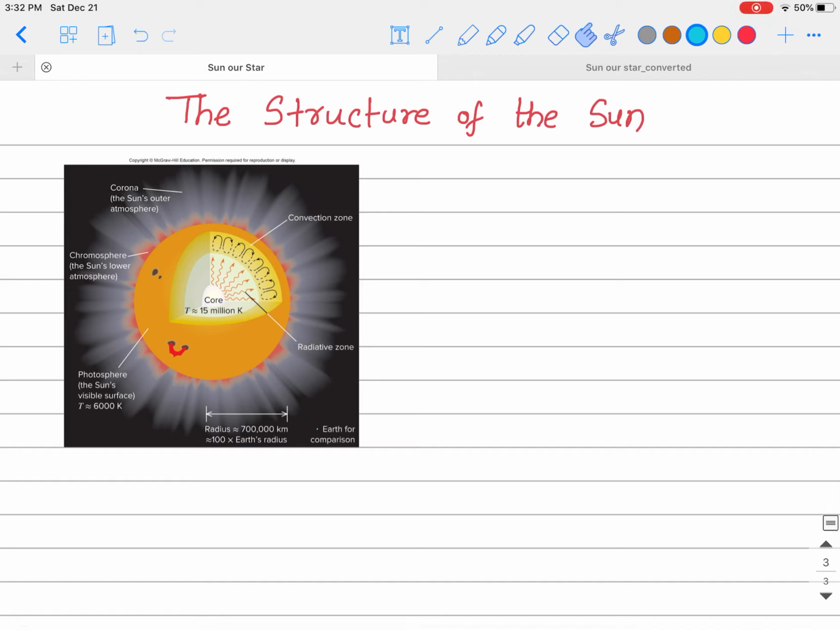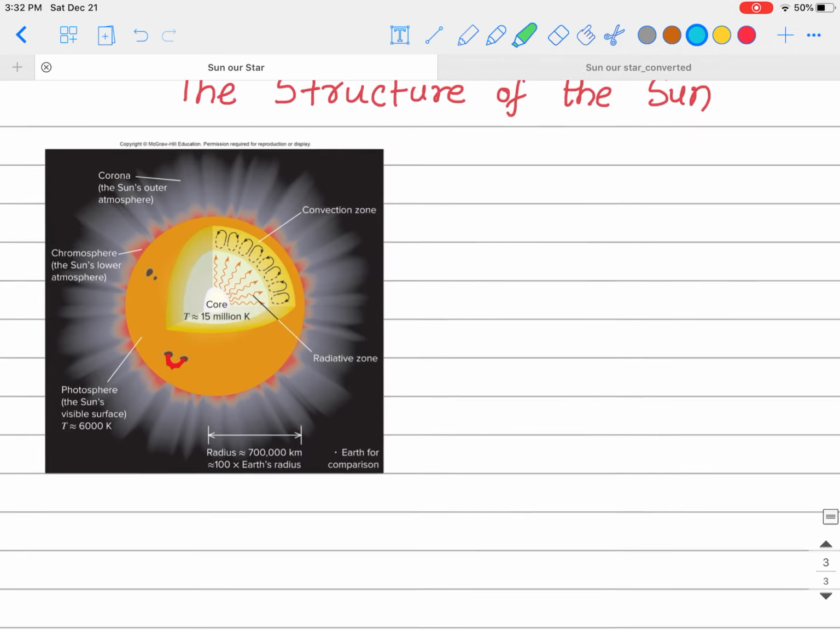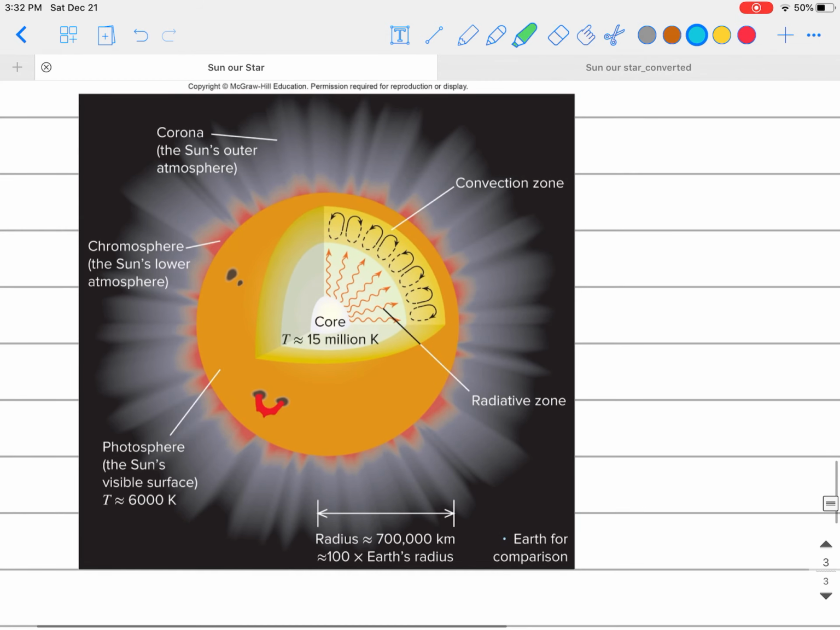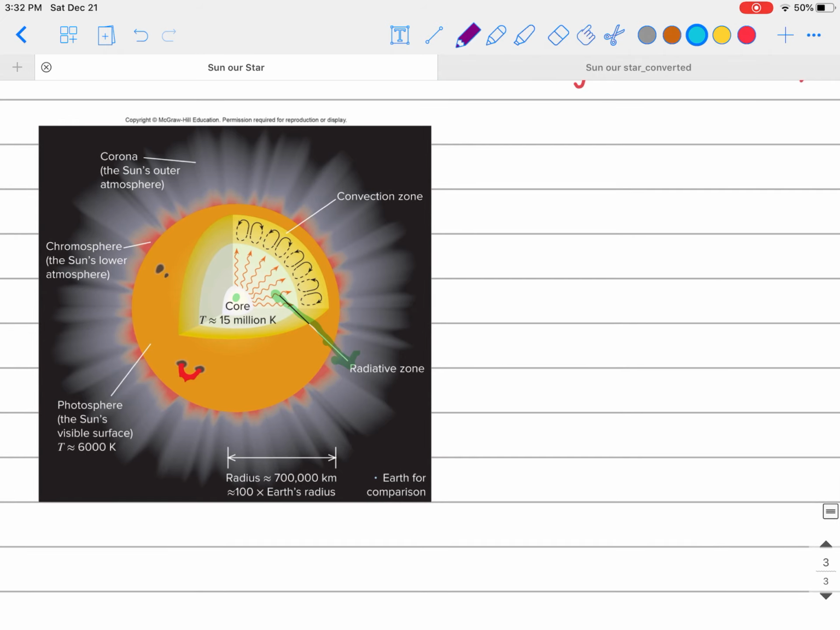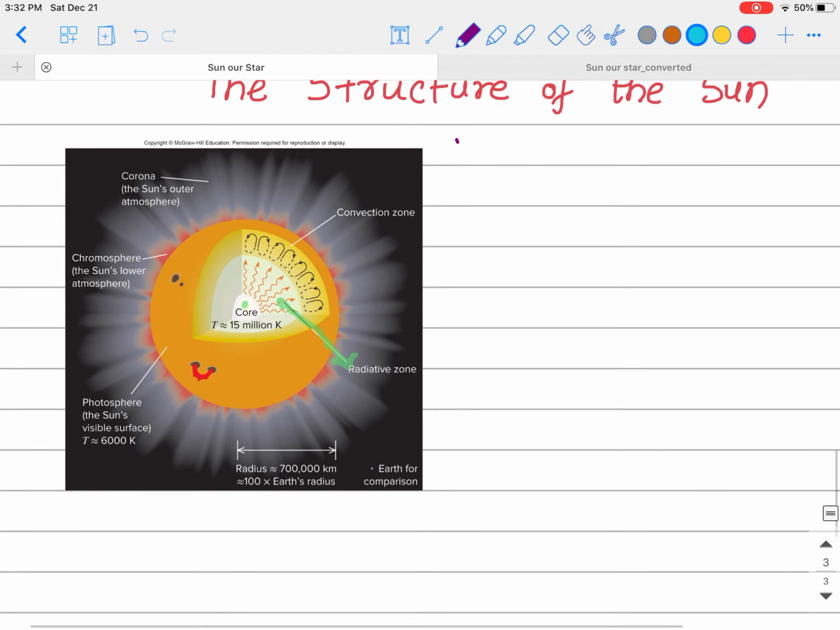In this video, we'll be talking about the structure of the sun. This picture here gives a brief look at the different layers of the sun. So the first one, the deep, this is the core. The second one is the radiative zone here. The third one, I'll just write down here, from inside out.